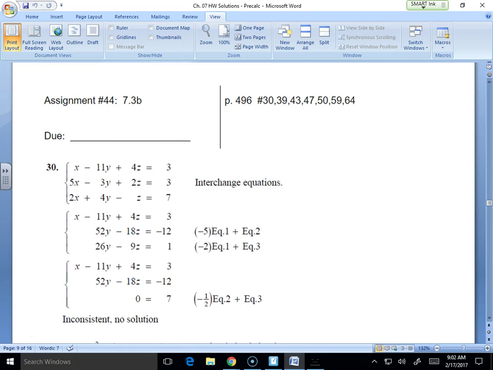7.3b wasn't supposed to be super long, but it did have some application problems. So even though there weren't very many problems, it might have taken you a little bit of time and stretched you a bit. Today is the 17th, and right now is 9:02.